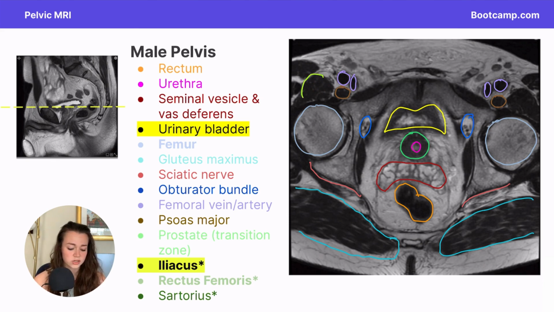So here is your iliacus. Over here, sort of going off the edge of the screen here, that's your rectus femoris. And then up top here is your sartorius. And it'll be the same on the other side over here.